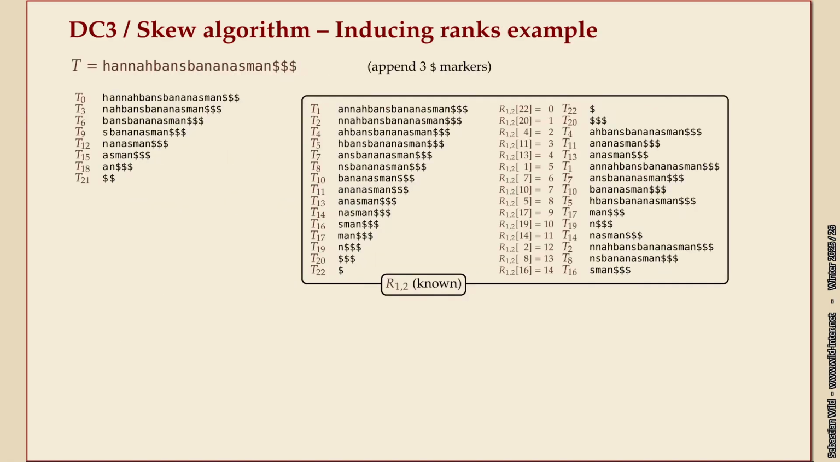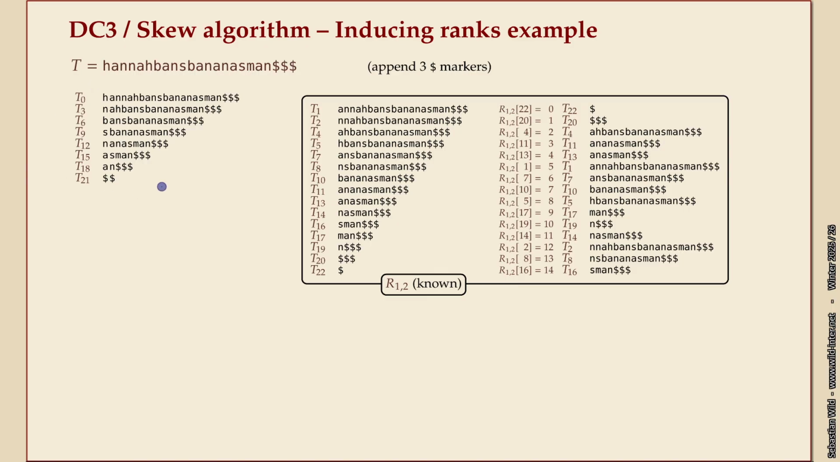As a concrete example, just because I prepared it anyway, here's the long text. Here the recursive call sorts all the suffixes that start at a position that is not a multiple of 3. Technically, what it gives you is this rank array that tells you, for every starting position, the number of suffixes that are smaller.